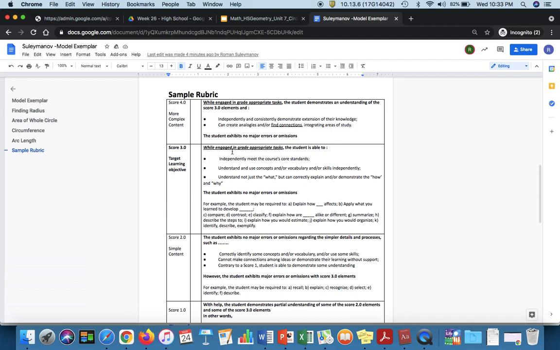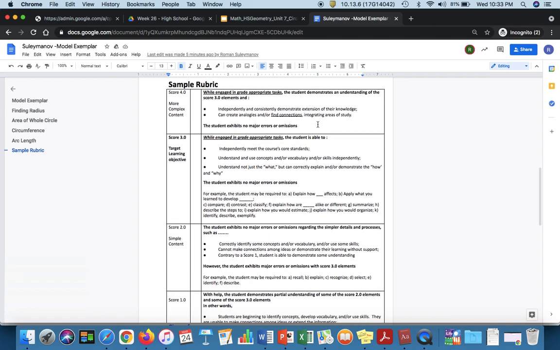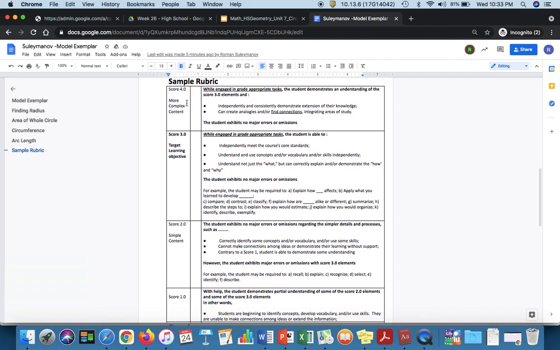So just to go over the rubric, a sample 4 would be, while engaged in grade-appropriate tasks, the student demonstrates an understanding of the score, same as the 3.0 elements, and including independently and consistently demonstrating the extension of their knowledge, and they can create analogies and/or find connections integrating the areas of study. So they're going above and beyond. So that would be more complex content.